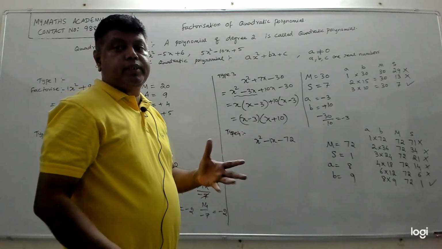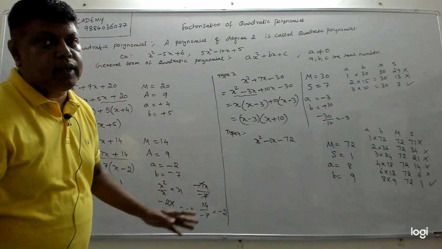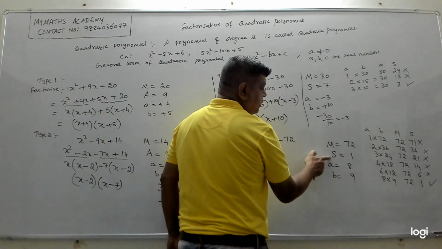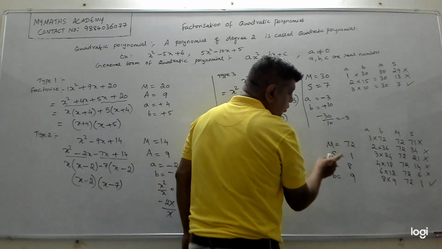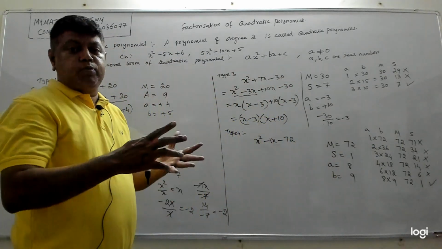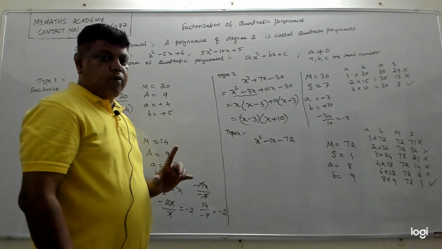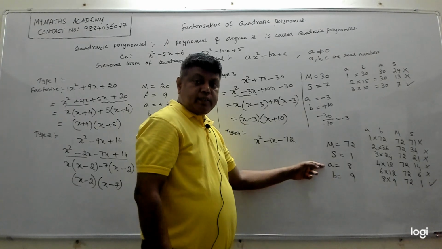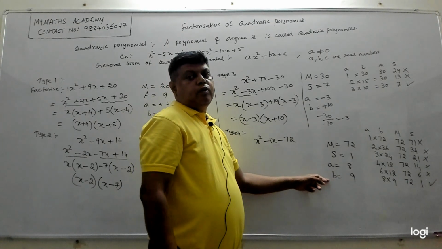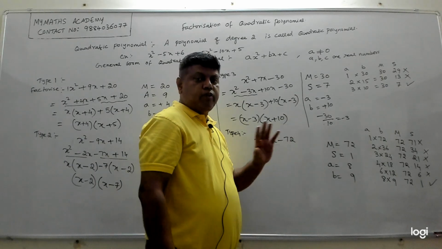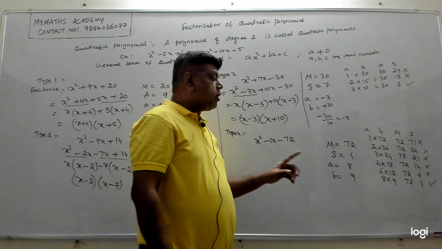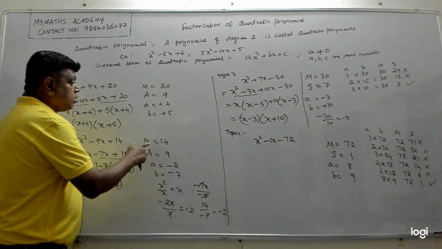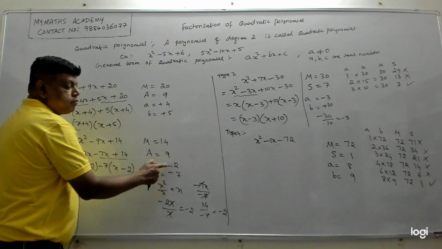Now we should decide the sign of these two numbers. What case is it? It is a subtraction case. In subtraction case, one will be positive, one will be negative. We don't know which is which, so either a is positive and b is negative, or a is negative and b is positive. We know for sure that one is positive and one is negative because it's a subtraction case. In addition case, both will be positive or both will be negative.